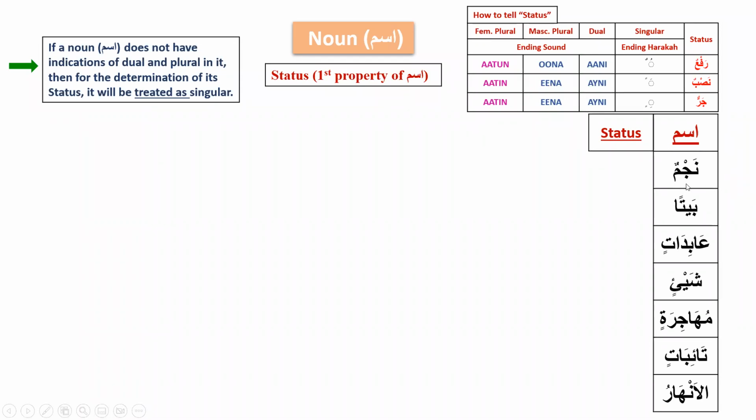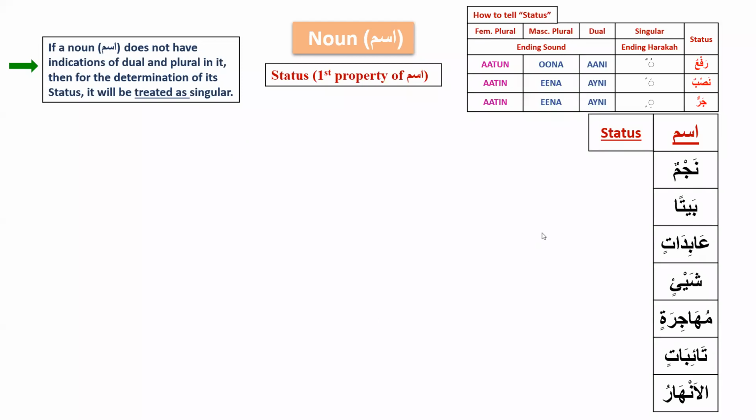Najmun is a word. It is an ism. I need to identify its status. So this is how I will go about it. First, I will see, is there any sign of dual? What are the signs of dual, Ayan?